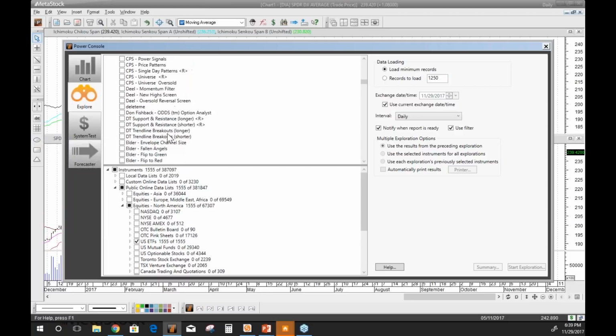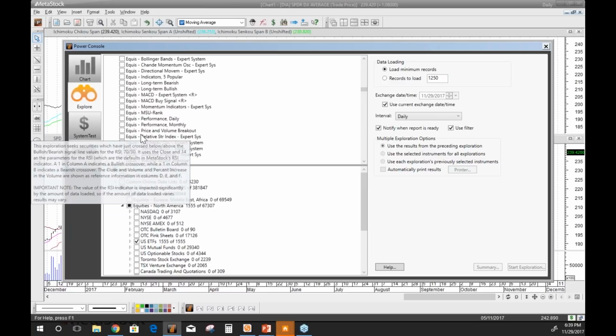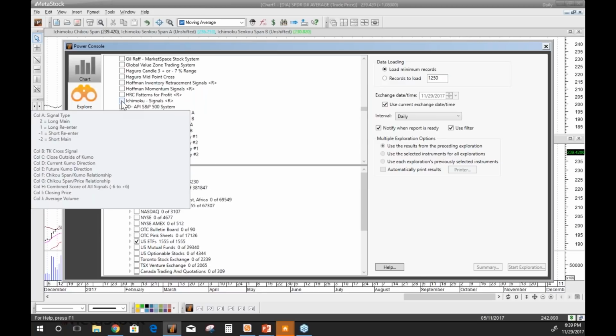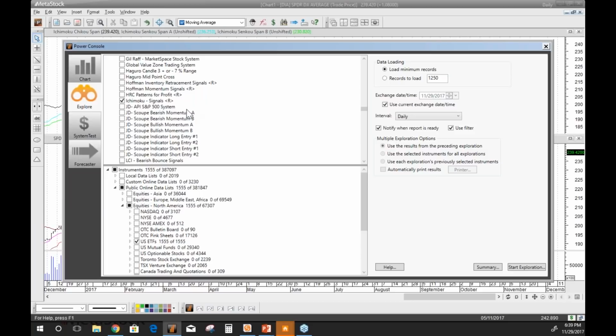Sure. So let's go ahead and we'll just go down to, and I have a lot of scans here, but we're going to run this Ichimoku signal scan. Do you want to run it daily or weekly? You know, we can go ahead and do daily for the moment, and we'll talk about some of the weekly aspects. And we'll have you show a little bit more about doing a weekly, daily combination.